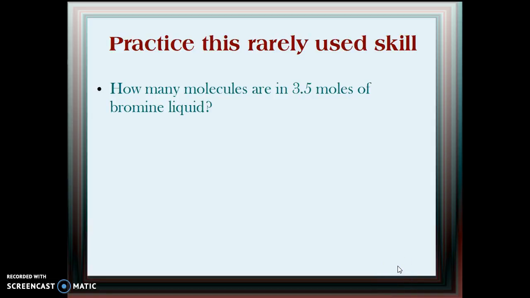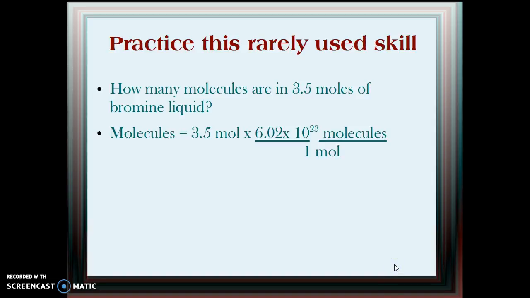How many molecules are in 3.5 moles of bromine liquid? Well, we simply multiply 3.5 moles by the conversion factor that you see on the screen, and we get 21 times 10 to the 23rd molecules, which in scientific notation is 2.1 times 10 to the 24th molecules.